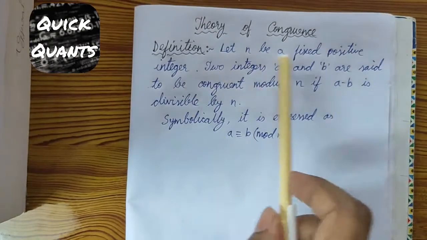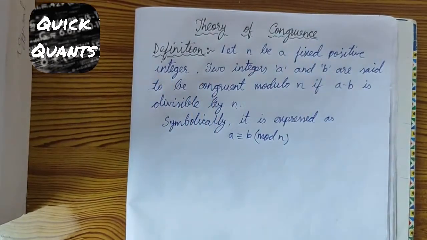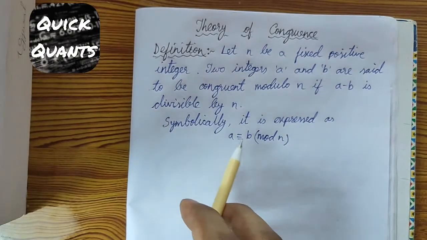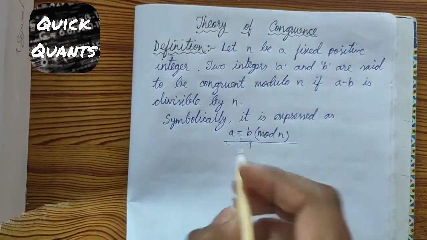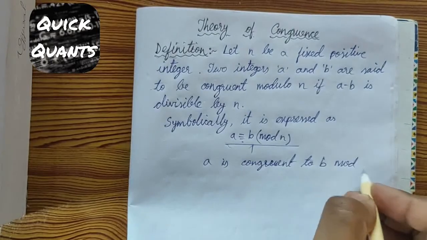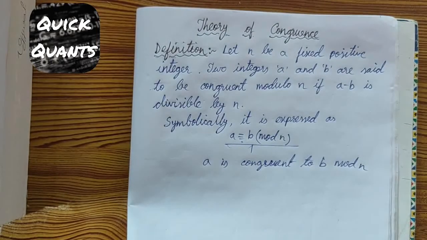Let n be a fixed positive integer. Two integers a and b are said to be congruent modulo n if a minus b is divisible by n. Okay? And it is written as a congruent to b mod n. This notation we say as a is congruent to b mod n, or modulo n.